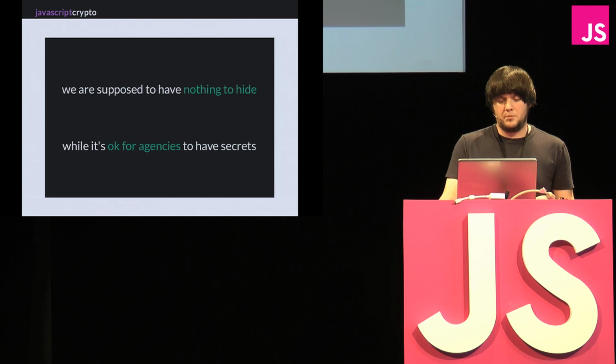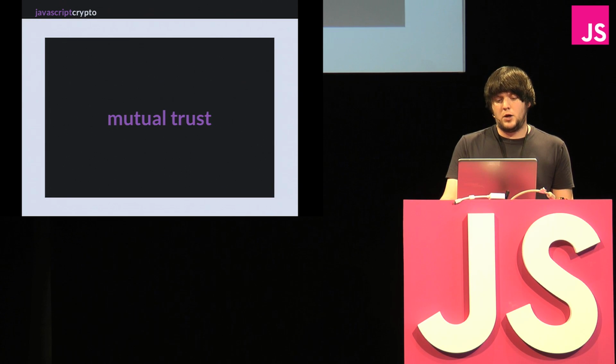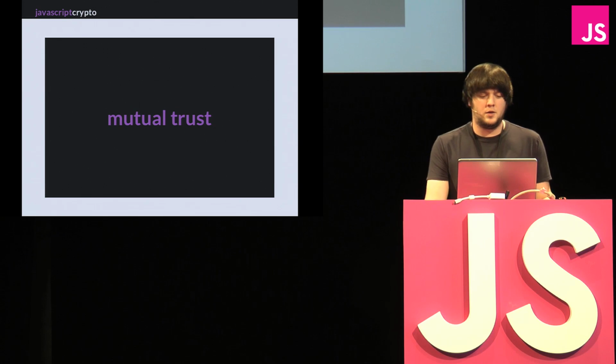I would say they should have their secrets because this protects the operation of agencies, but at the same time, we should be allowed to have our secrets too. And I want us to move back to something more of mutual trust. So by default, the government should trust its citizens and not the other way around.